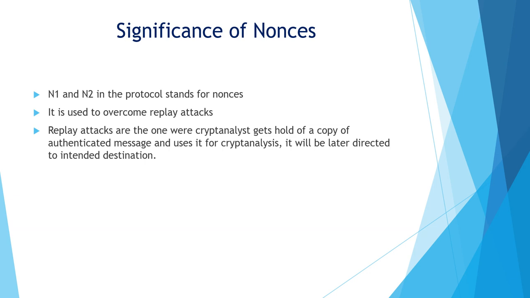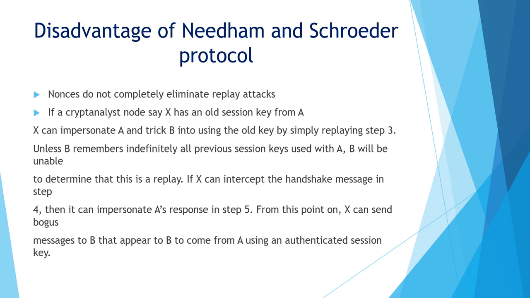Replay attacks are ones where a cryptanalyst gets hold of a copy of an authenticated message and uses it for cryptanalysis, which will later be directed to the intended destination. Here the cryptanalyst can impersonate a node communicating over a network and send bogus messages. In order to overcome this, nonces are used in the protocol proposed by Needham and Schroeder. But this protocol has certain disadvantages.